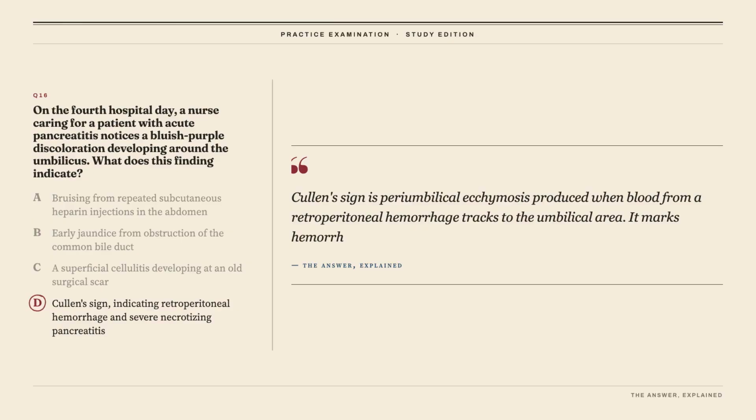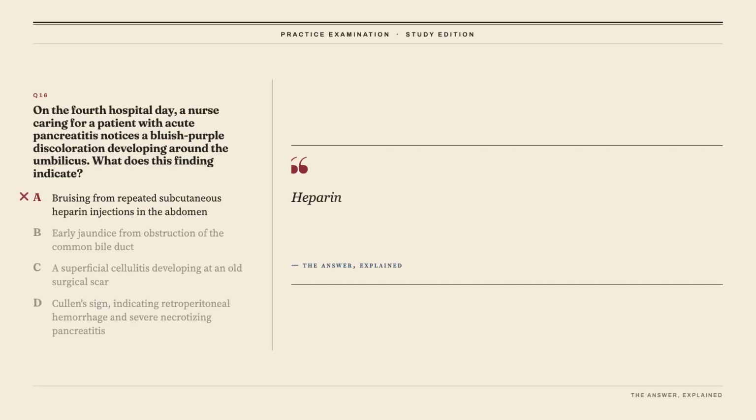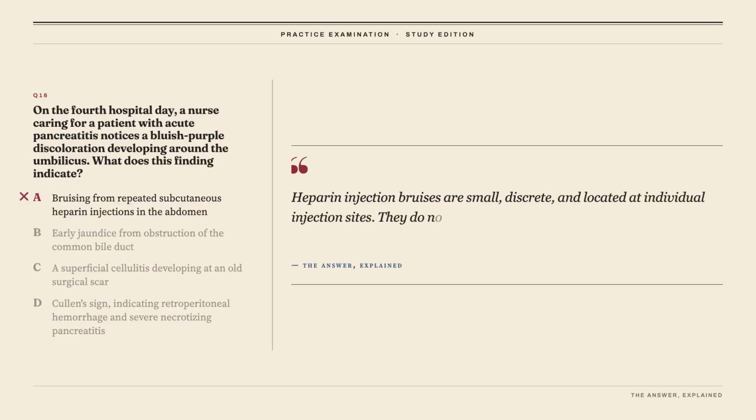The nurse should notify the provider, anticipate contrast-enhanced CT, and trend hemoglobin and hematocrit. A is wrong because heparin injection bruises are small, discrete, and located at individual injection sites. They do not produce a confluent bluish discoloration centered on the umbilicus.